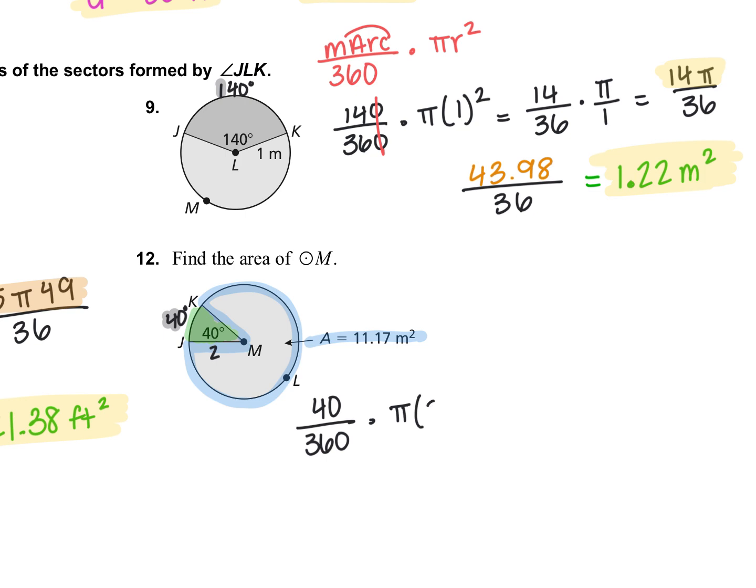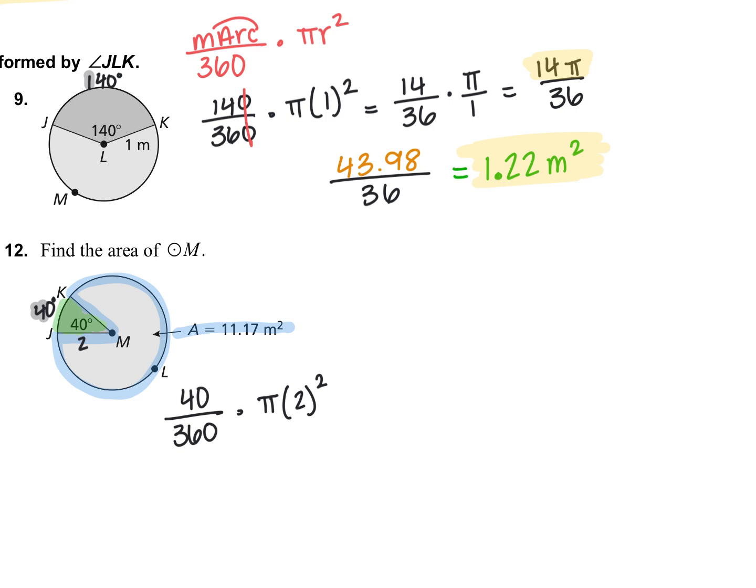So pi times your radius squared. For those of you who did this one, if you got 2 as your radius, you did it correctly. Wait, how do you get the radius? I will give it to you because it's a lot of work.